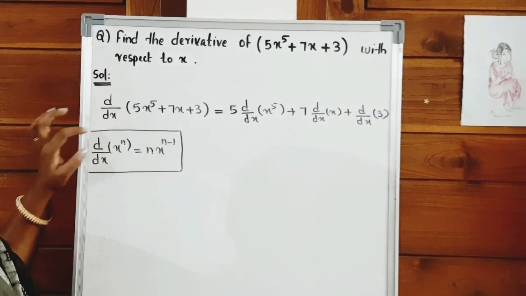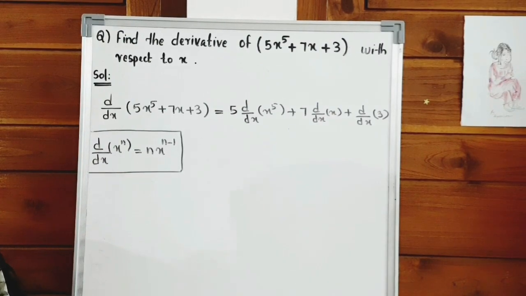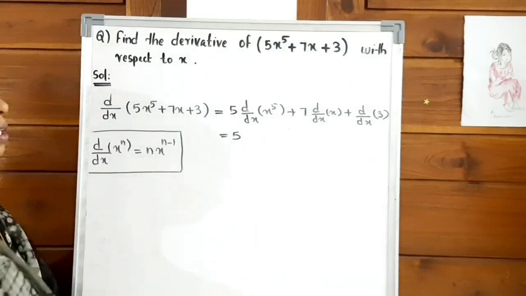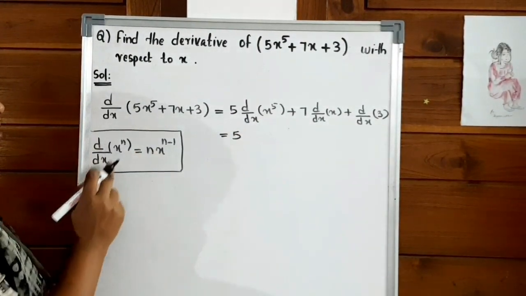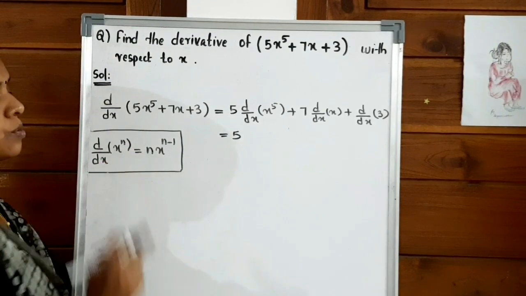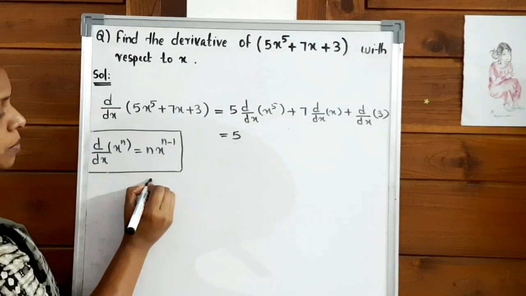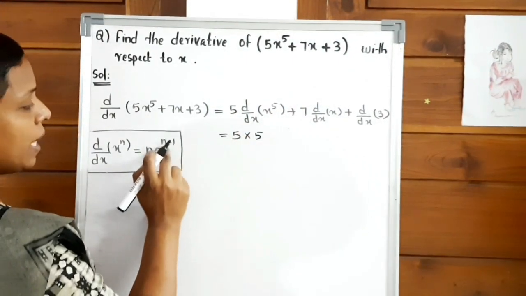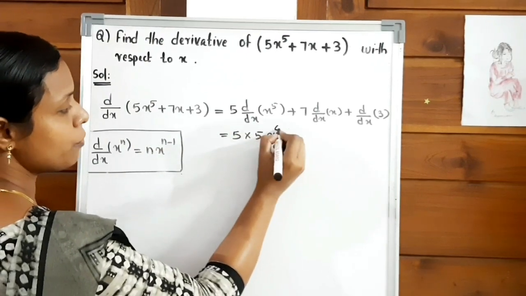We know that d by dx of x raised to n is equal to n into x raised to n minus 1. So we write 5 into d by dx of x raised to 5. Here n is 5. So we write 5 into x raised to n minus 1, that is 5 minus 1. X raised to 5 minus 1 is 4.